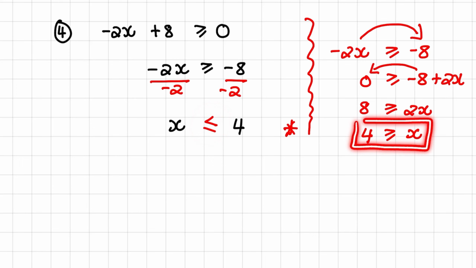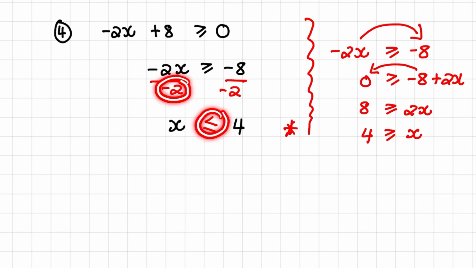So in my notes on the right, if I read from 4, I can see that 4 would be bigger or equal to x. But if I read from the position of x, I can see that x would be smaller or equal to 4. And that is what happens when we divide by a negative value in order to solve for x. So remember that the direction of the inequality would change.